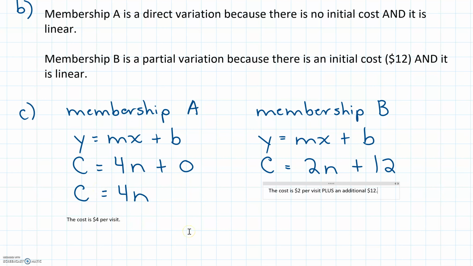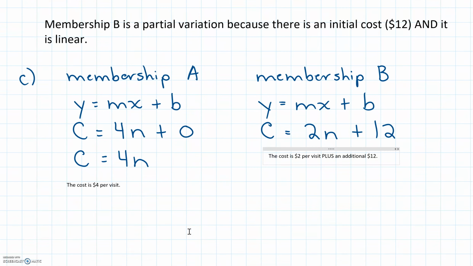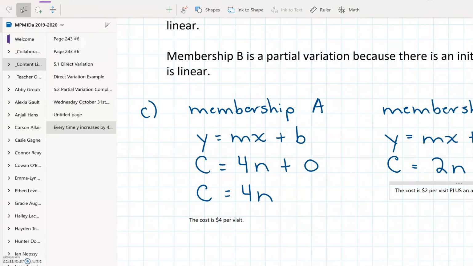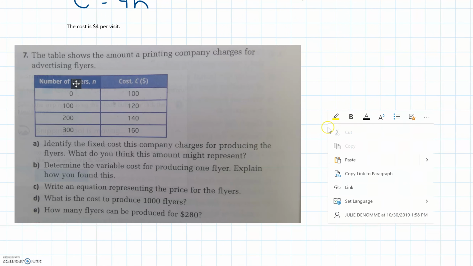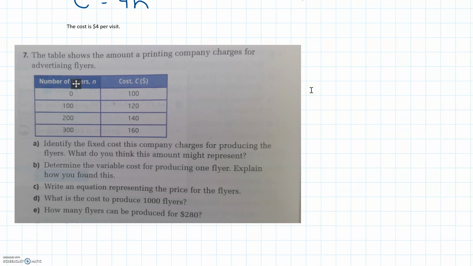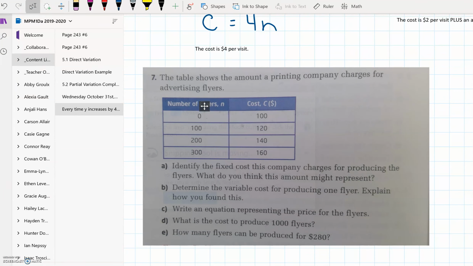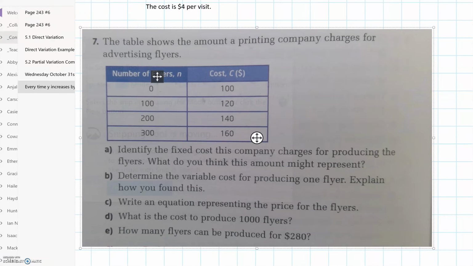I'm not going to do question D, but I will go over it when we get back into class on Friday. For number 7, it gives you a table that's already completed. So that means you do not have to create the table at all. You're lucky enough to just be given the table. Now, we're talking about a printing company that's charging for advertising flyers. So what we're going to do is start with the patterns of this table.